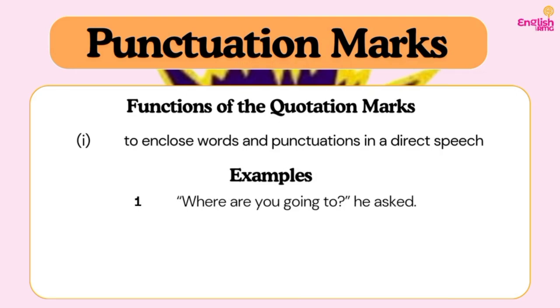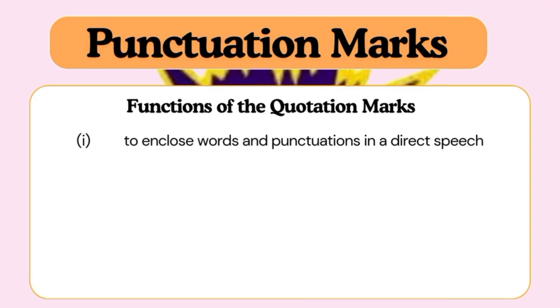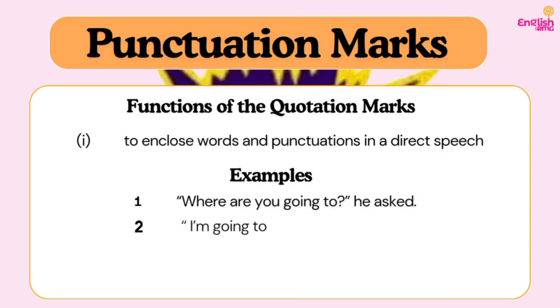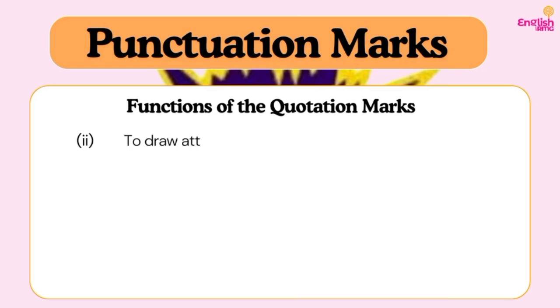So, for example, we have, "Where are you going to?" he asked. Example 2, we have, "I'm going to the cinema," she replied. This is because I'm saying it directly. It is not a reported speech. It's a different thing if I say, he asked where are you going to. That's no longer a direct speech. Do you understand?